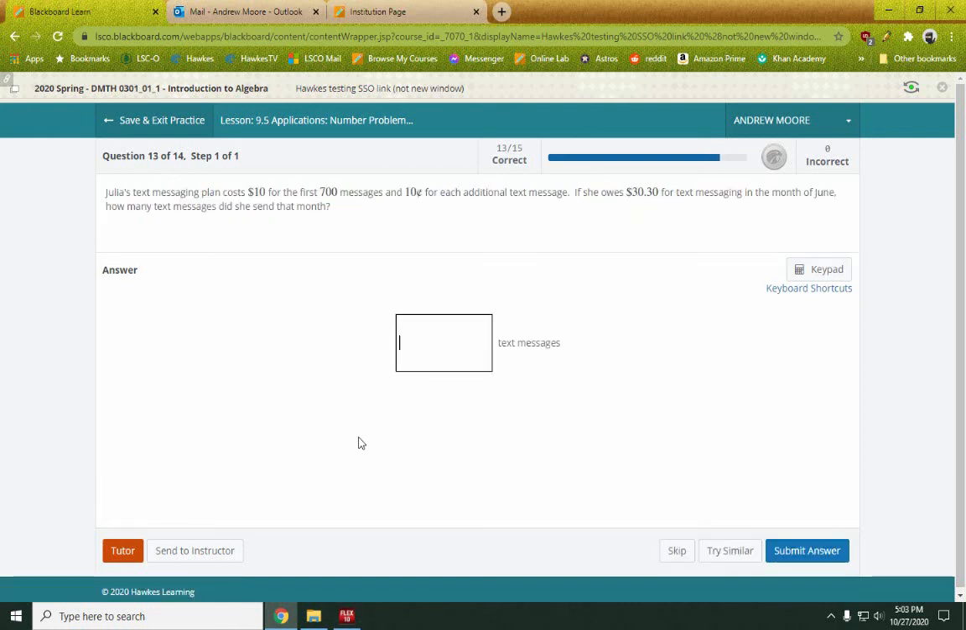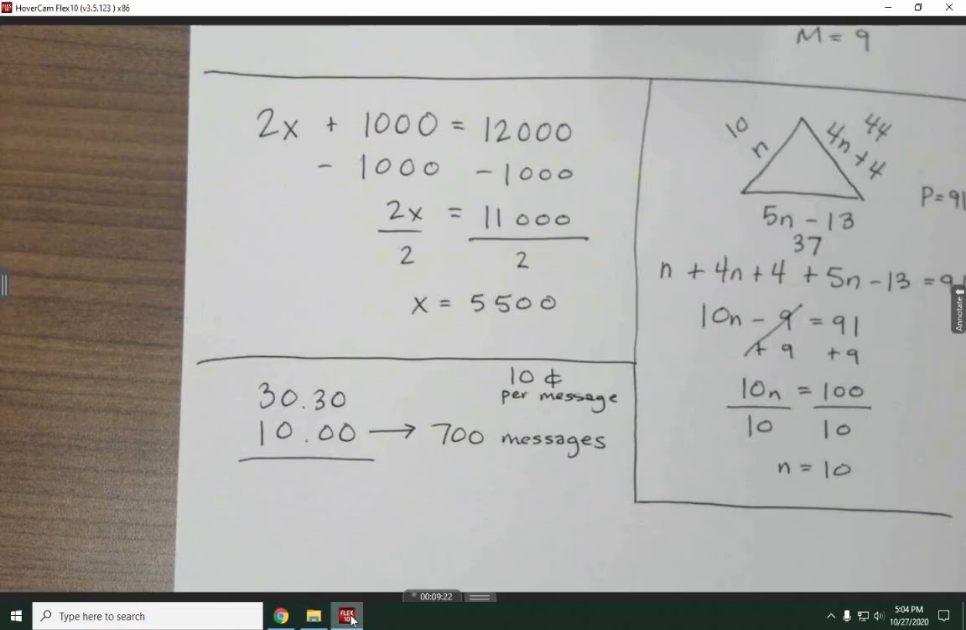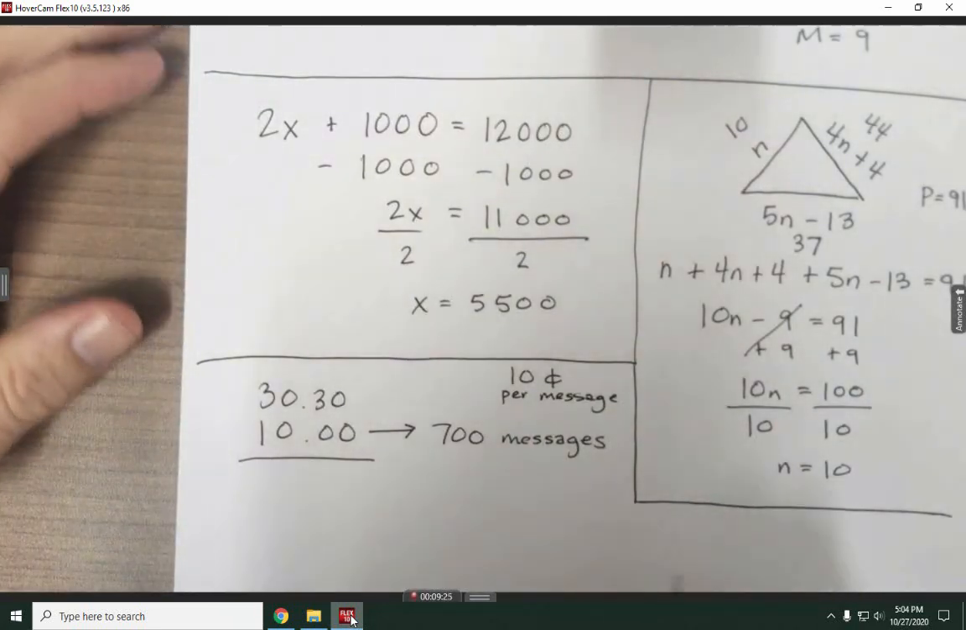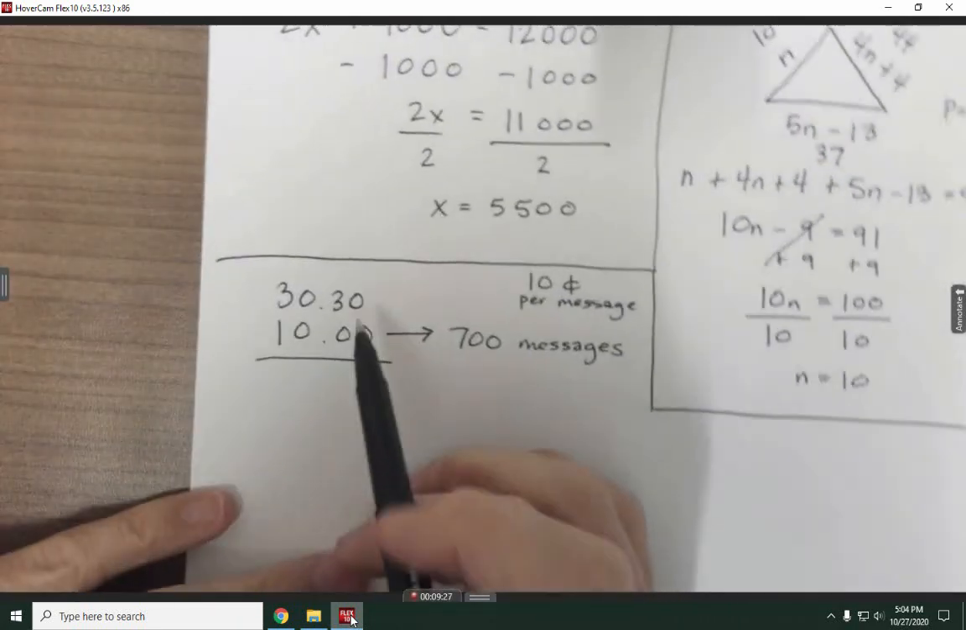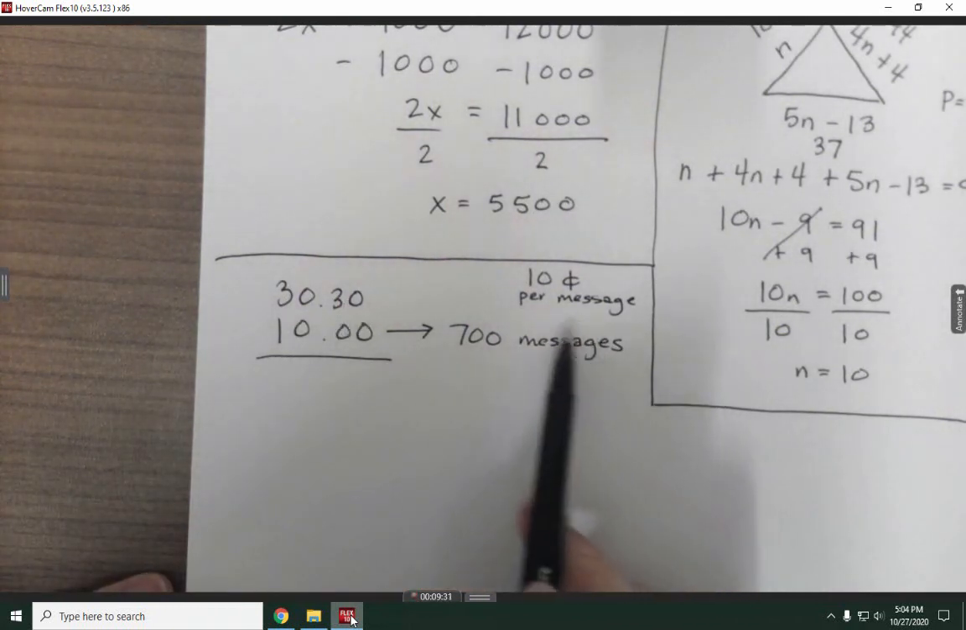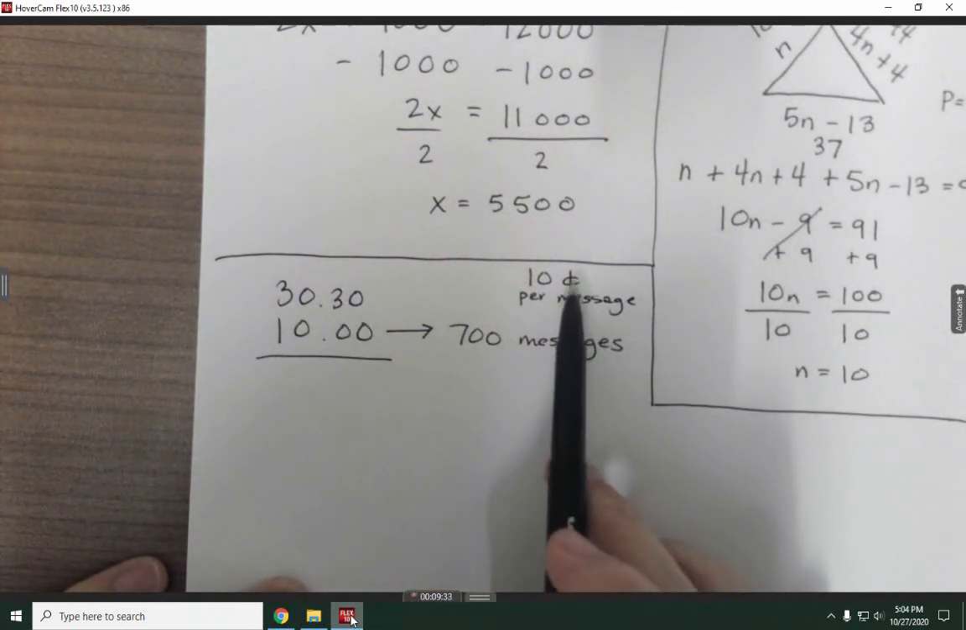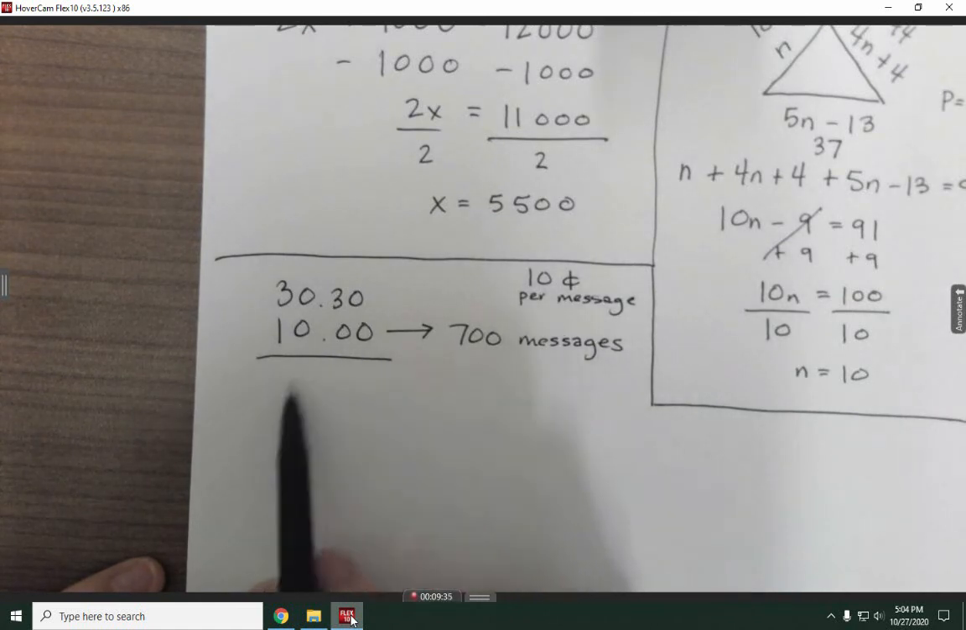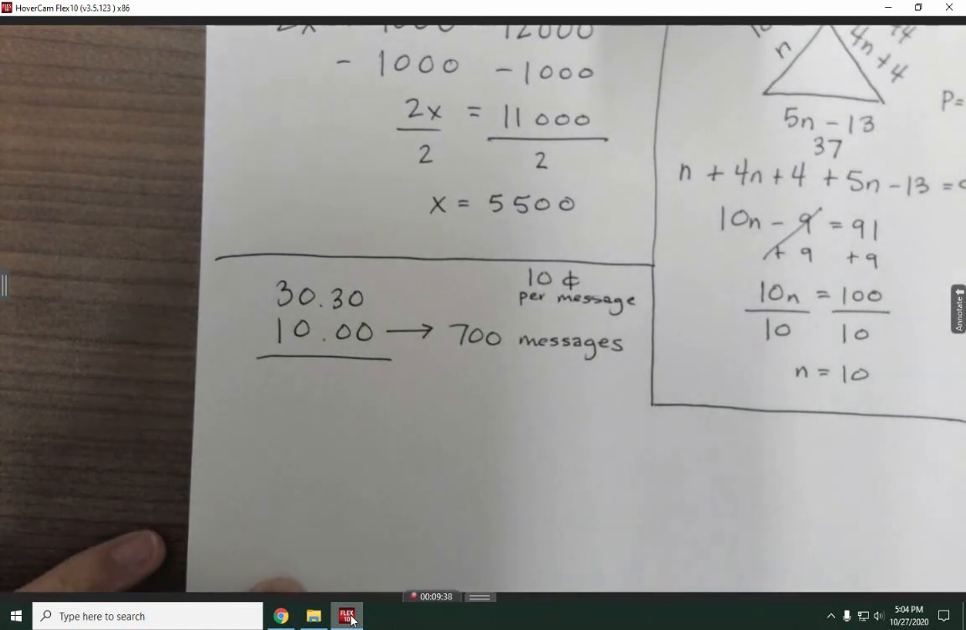Julie's text message plan costs $10 for the first 700 messages and 10 cents for each additional text message. She owes $30.30 for text messaging in the month of June. How many text messages did she send that month? Okay, so I've kind of set this up. This is her total bill, this $30.30. This $10 gives us that base of 700 messages, and then for the rest of that money, that's going to be what she spent per message.